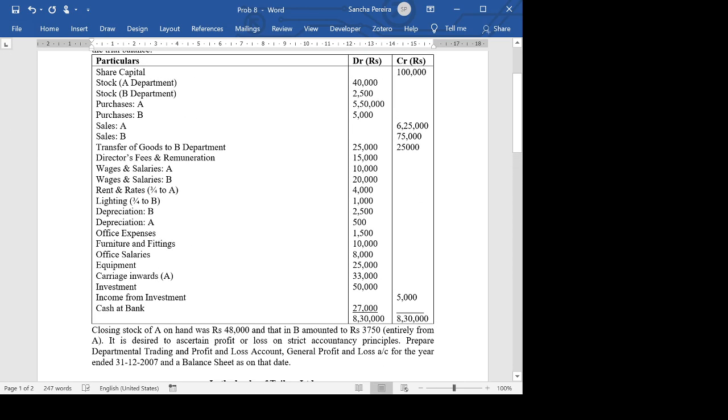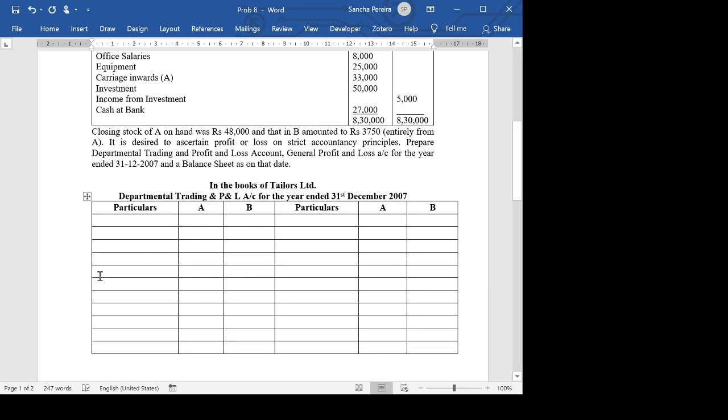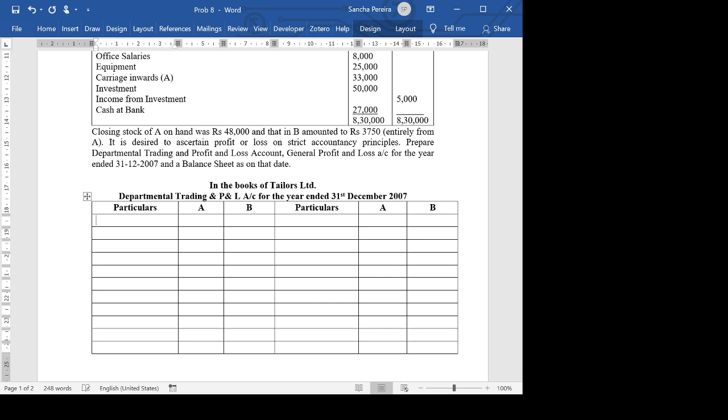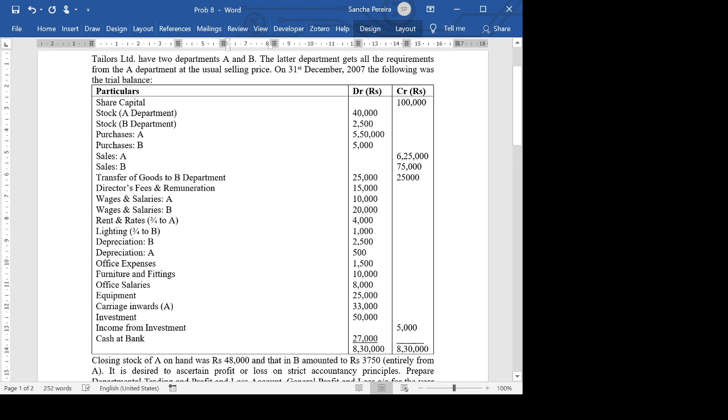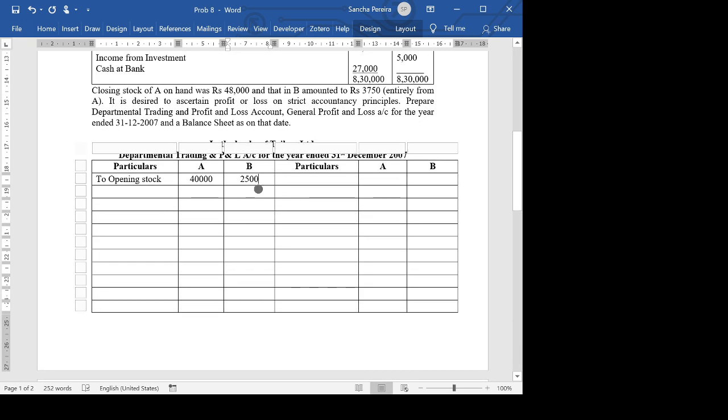Then we have the opening stock of A and B, 40,000 and 2,500. To opening stock, 40,000 and 2,500. Then we have purchases, 5,50,000 and 5,000. To purchases, 5,50,000 and 5,000.